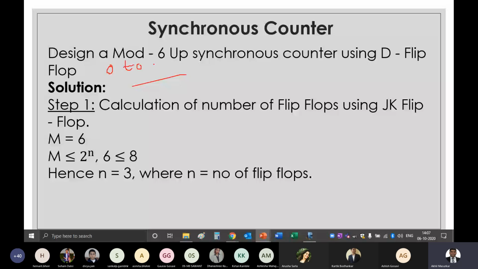The number of flip-flops, whichever flip-flop it is, doesn't matter. It is going to be the same. So the first step is calculation of the number of flip-flops using D flip-flop. So here m is equal to 6. The value of n for which this condition is true is going to be n equal to 3, and that is the reason why the number of flip-flops is going to be 3. So just copy this quickly.